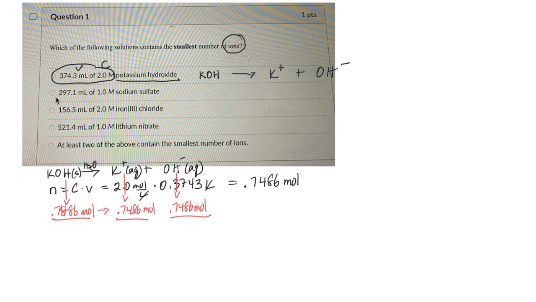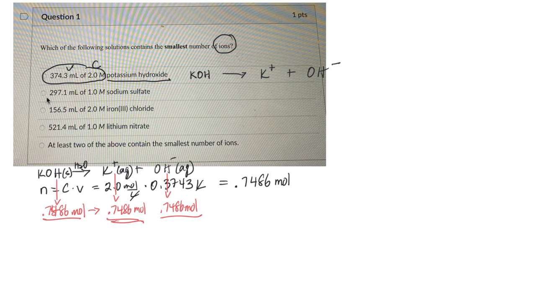Now they ask, what's the smallest number of ions? If I look at this solution altogether, and typically you don't add them up, but in this case they want to know the total number of ions. So you'd add those two, and that gives you 1.4972 ions. That's how many ions you have in that one. Then you just do the same thing for each of the other ones. Let me show you the second one, and then you can do the other ones.